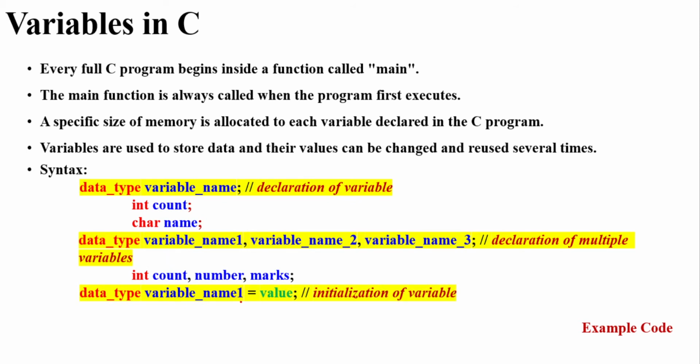Similarly, we can assign a variable a value when we are declaring it. We call it initialization of a variable. In that, we declare the data type, the name of the variable, and assign a value to that variable. For example, int count equal to 50. In this case, the data type is integer, count is the name of the variable, and 50 is the value assigned to the variable count.